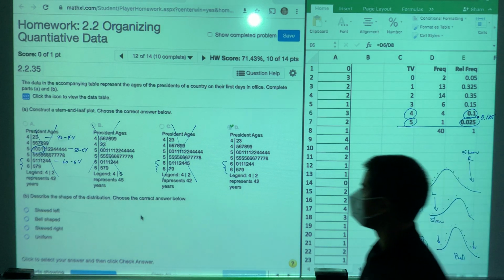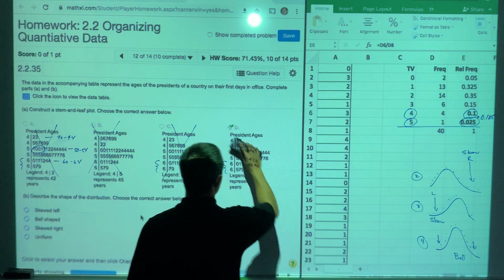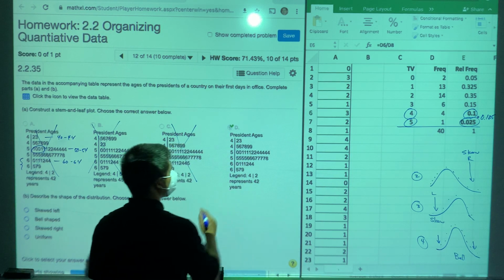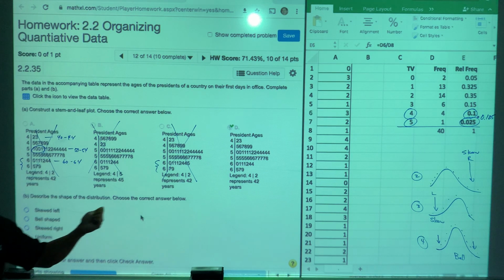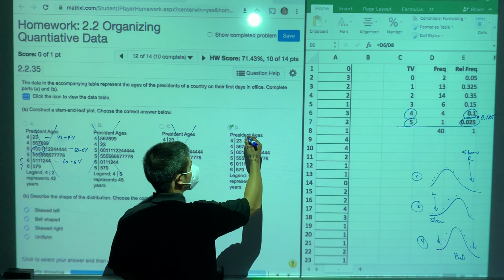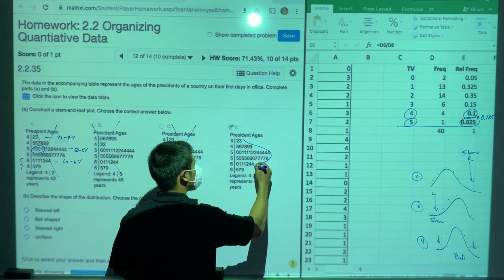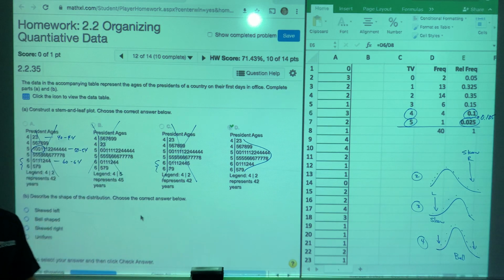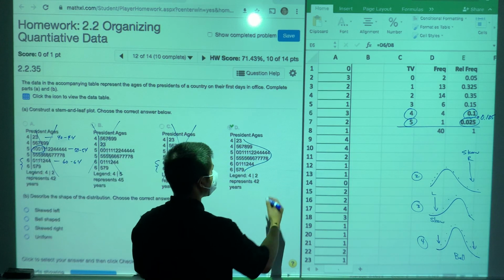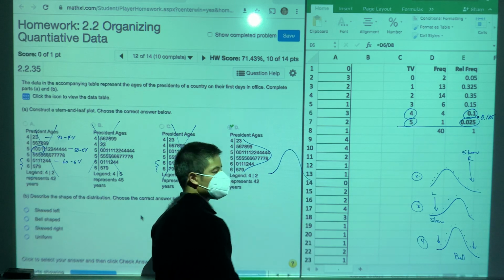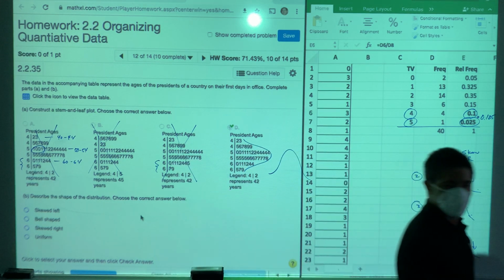Now, this was the correct answer for my problem. The question is, is this skewed left, bell-shaped, skewed right, or uniform? Watch. Do this and decide. What is it? Looks like a bell, doesn't it? So just draw your curve this way and then imagine it turned upright. This is bell-shaped for mine.